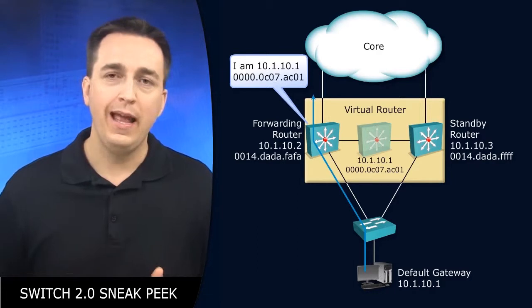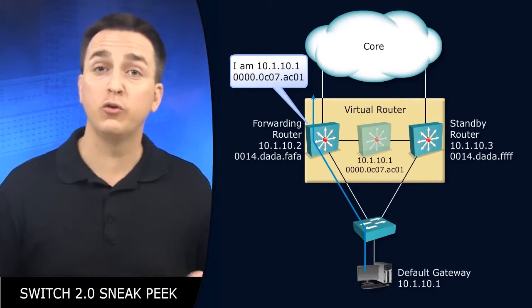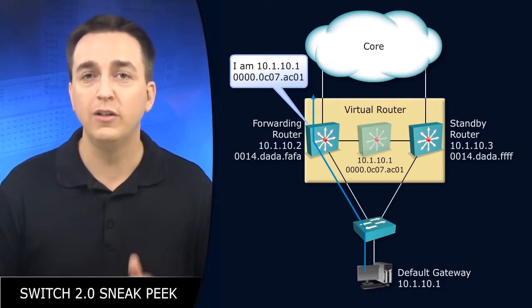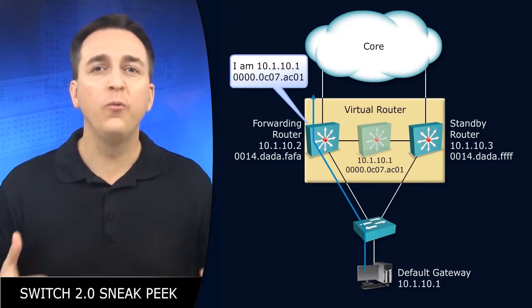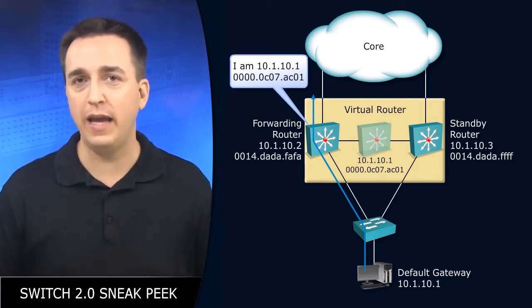FHRPs for short. And this includes the Hot Standby Router Protocol, HSRP, the Virtual Router Redundancy Protocol, VRRP, and the Gateway Load Balancing Protocol, GLBP. What do these give us the ability to do? They give us the ability to have redundant default gateways.